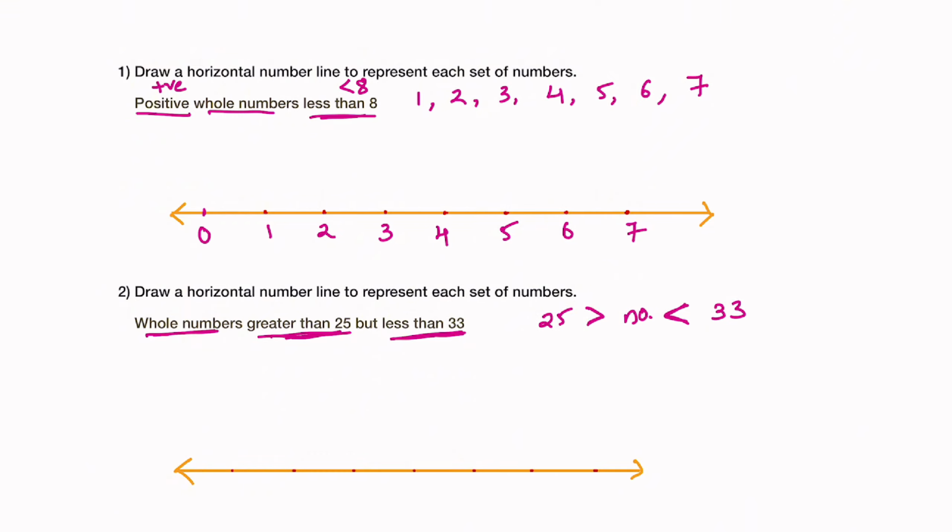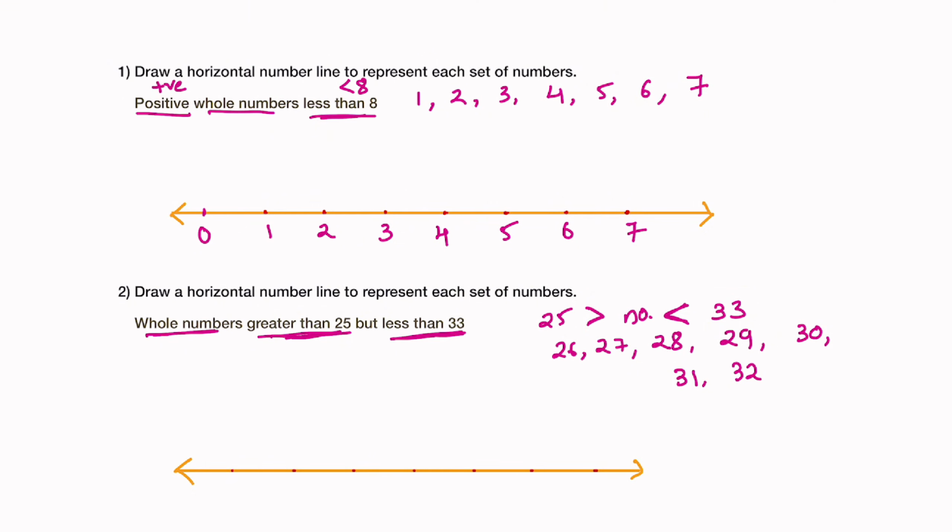So what are the numbers? Do we start with 25? No, because 25 is equal to 25. It's not greater than 25. So we start with the next number. So the numbers are 26, 27, 28, 29, 30, 31, 32. So do we add 33 here? No, because the number has to be less than 33. And if we say 33, it's equal, right? So 33 does not satisfy this inequality.